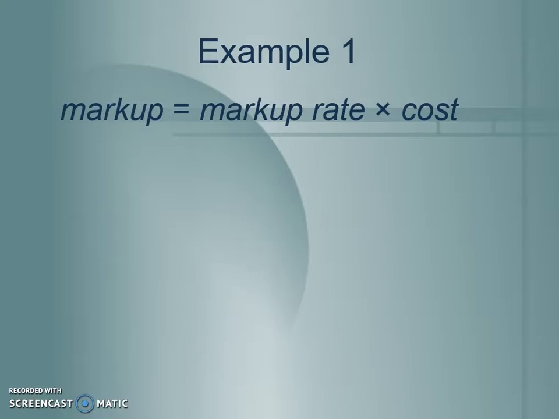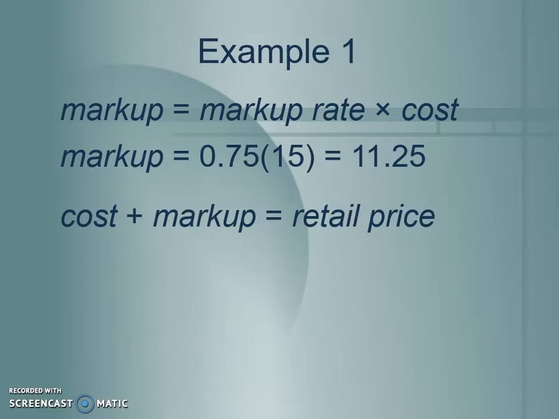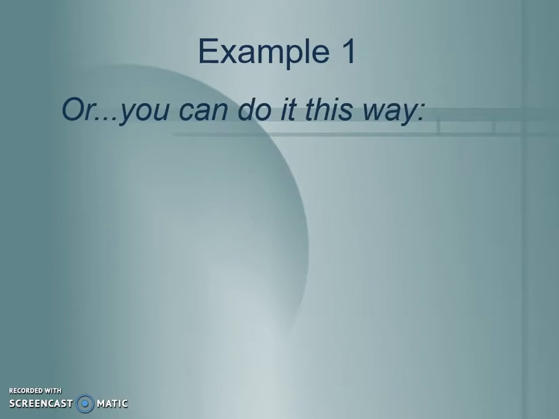So we just substitute in what they've told us. We know that the markup rate was 75%, so we'd write that as a decimal, 0.75. And we multiply that by $15, and we get the markup amount is $11.25. So then we take the cost of $15 plus the markup of $11.25, and we figure out that his customers are going to be paying $26.25 for this shirt, or whatever piece of clothing. Yeah, I guess it was a shirt. Or there's another way we could do this, that there's less steps involved.